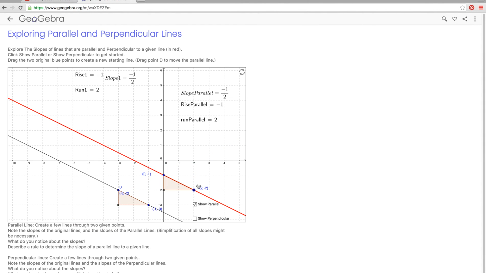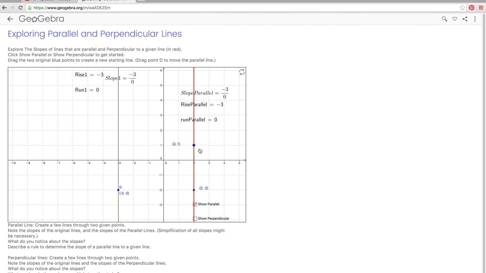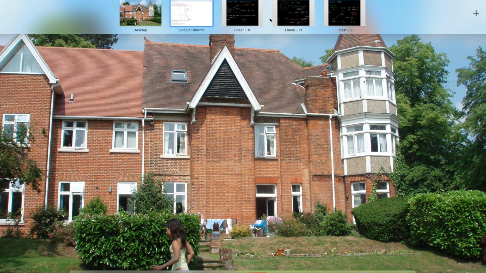I can spin these around however I like. Now it's negative 1 over 2. I can drag them further apart even. They're vertical at the moment, so they're both undefined, or drag them around to there. There we go, they're both negative 3. So no matter what you do, for them to be parallel, they will have exactly the same gradient. You can then use that to answer particular questions.